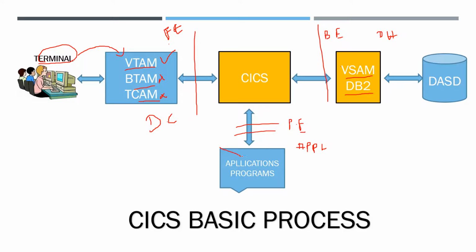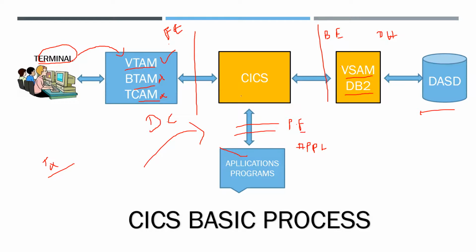Firstly, the terminal, in the sense the user. The user requests a transaction from the terminal to perform a task. For example, consider that the transaction is to access data from a database. The user will connect to VTAM, and from VTAM he will connect to CICS, and the transaction will be given to CICS.